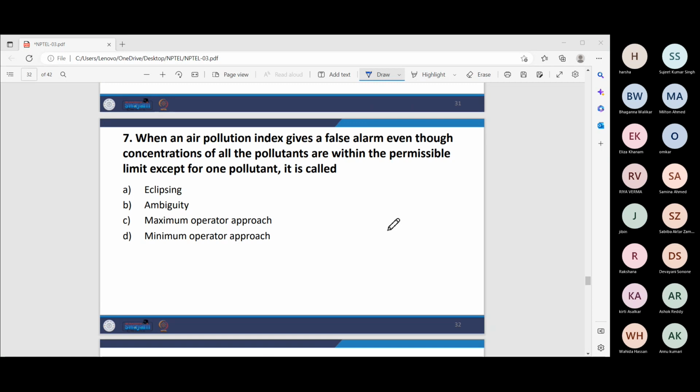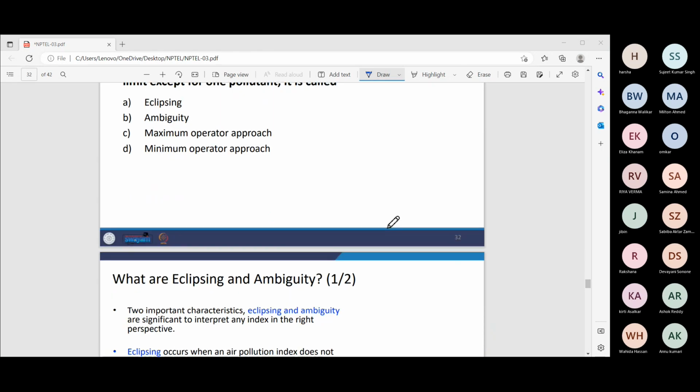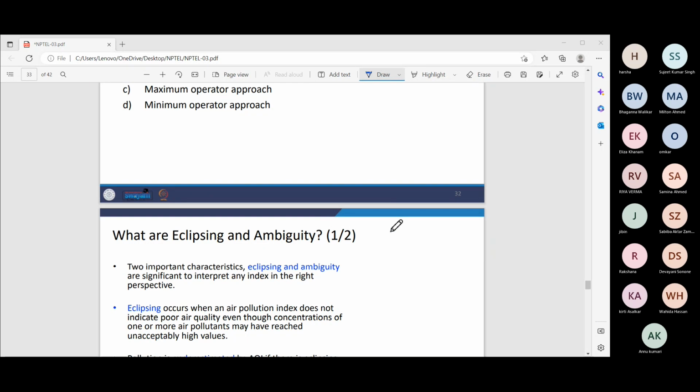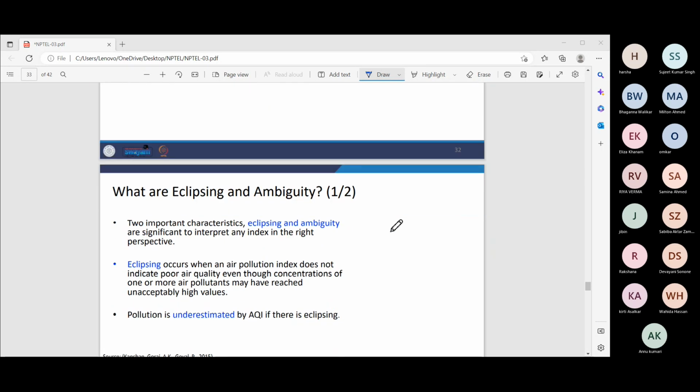Okay, I'll take both these terms, eclipsing and ambiguity, in a bit of detail. Basically, there are two important characteristics regarding the air pollution index. First one is eclipsing, and second is ambiguity. Basically, they are very significant to interpret any index in the right perspective. So, eclipsing occurs when the air pollution index does not indicate poor air quality, even though the concentration of one or more air pollutants may have reached unacceptably high values.